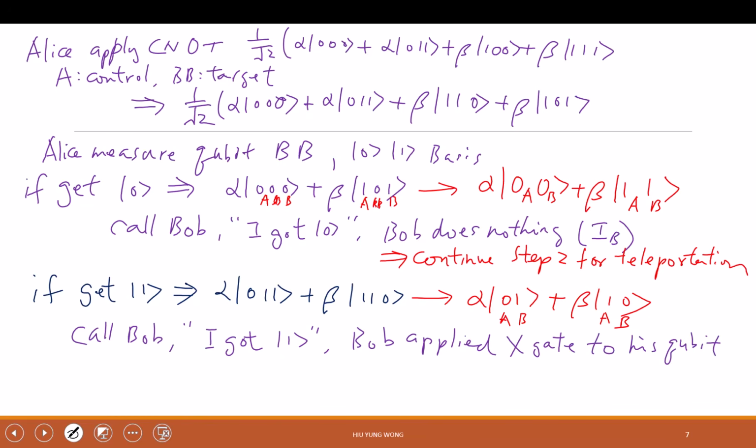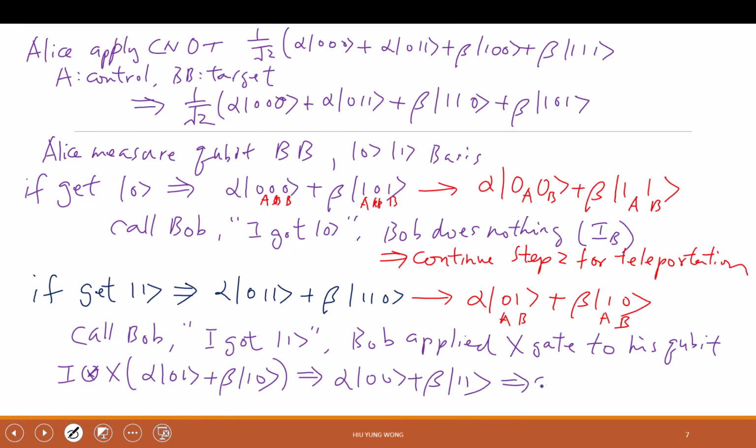Alex applied the identity gate. So you are just applying I tensor product X to alpha 01 plus beta 10, right? So here I deliberately wrote the tensor product, I don't have to. But I only apply I to the first qubit, X to the second qubit. So this gives me what? Alpha 00 plus beta 11. So again, done. Continue, step 2.